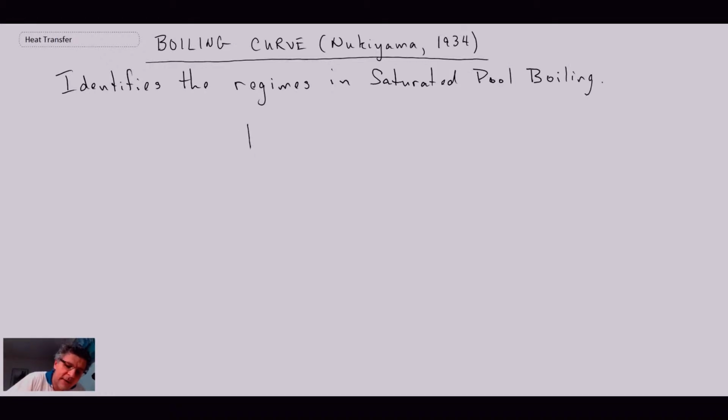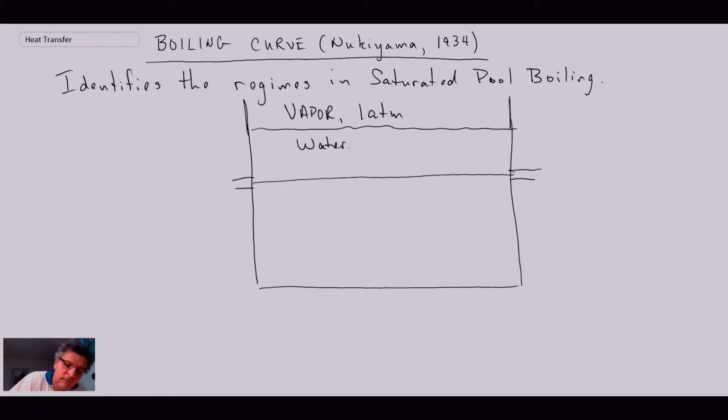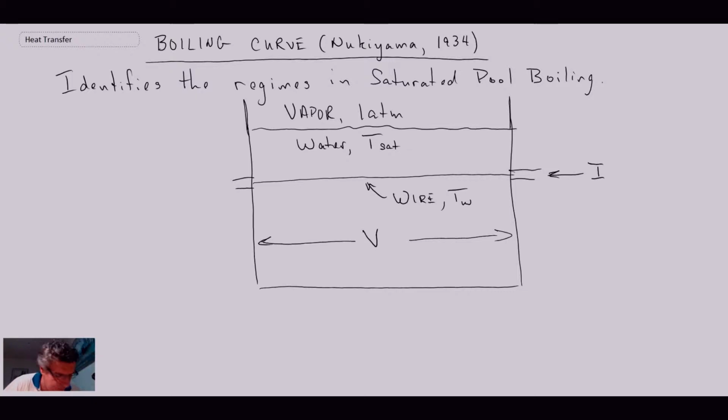Now, what Nukiyama did is he took a container and filled it with water, and he took the water up to the saturation temperature. There was a wire going across this container, and through that wire he sent a current, and by measuring the voltage drop and knowing the current, he was able to get information in terms of the heat transfer with that particular wire.